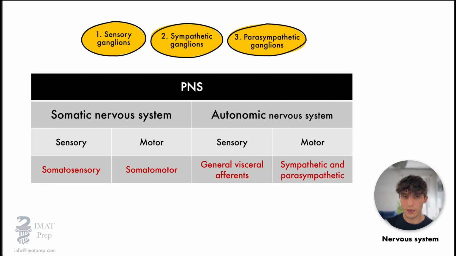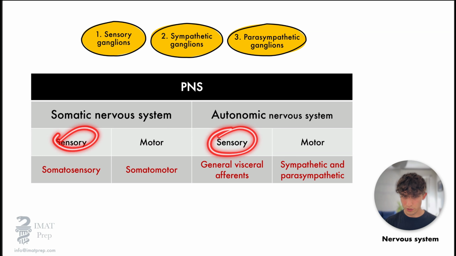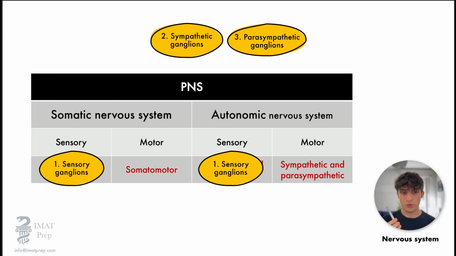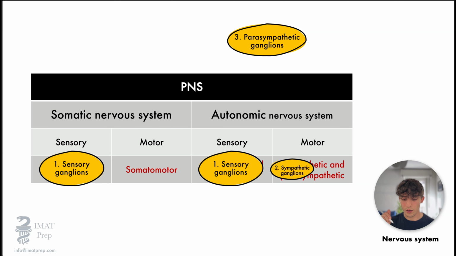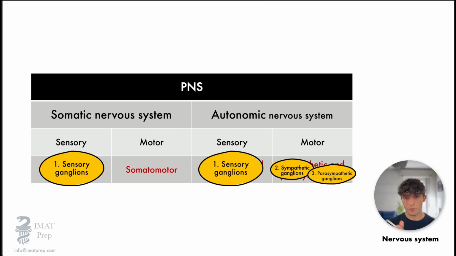And now let's try to place where these ganglions belong. So the sensory ganglions obviously carry sensory information, and they carry sensory information from both of these branches of the peripheral nervous system. So both of these divisions have sensory ganglions in the form of the dorsal root ganglions. What about the sympathetic ganglions? Sympathetic ganglions go to the motor division of the autonomic nervous system, and the parasympathetic ganglions go to the motor division of the autonomic nervous system as well. So we have this one left. So where is the cell body of motor neurons of the somatic nervous system?